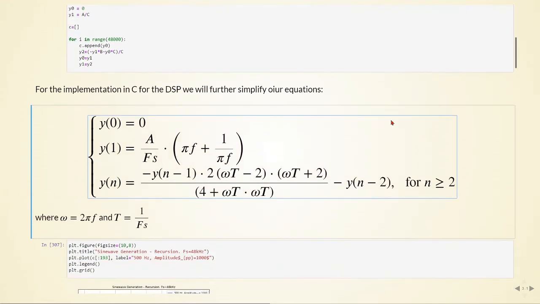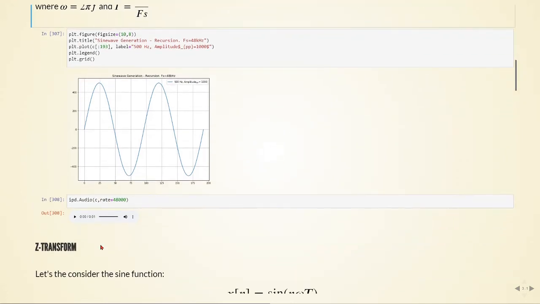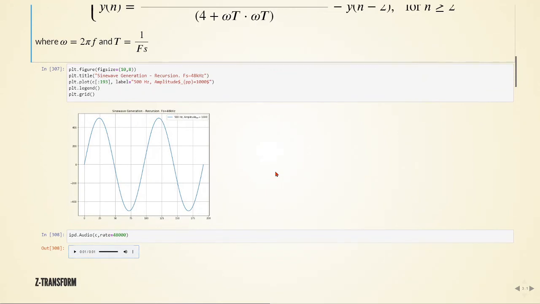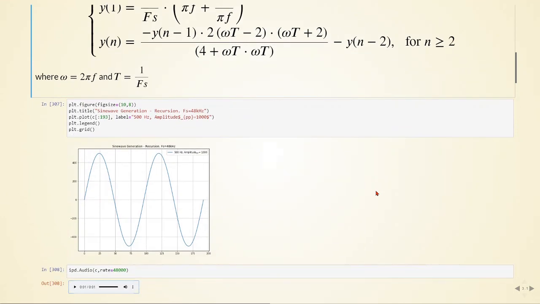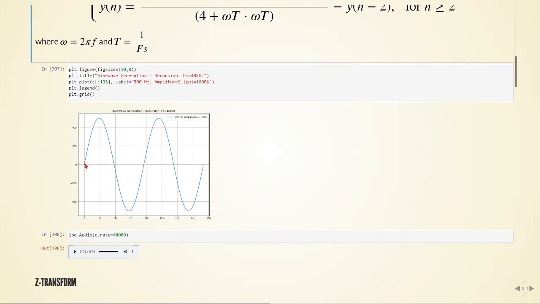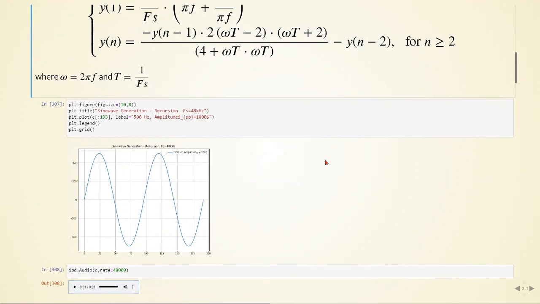So this is now the generated sine wave, and we can also listen. So this is the 500 hertz. The amplitude is equal to 1000. In this case, we need to see that the amplitude goes from 0 to 500, so the peak to peak in this case is 1000 and not the peak. So we also need to take this into consideration when we implement this in our processor.